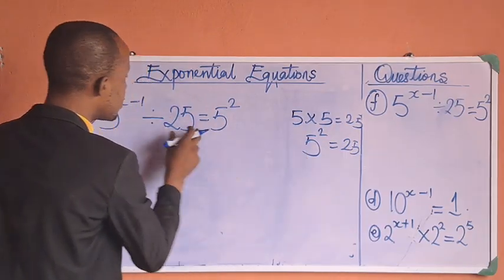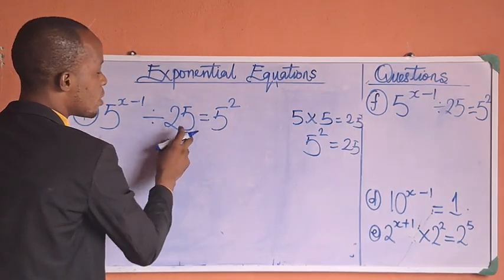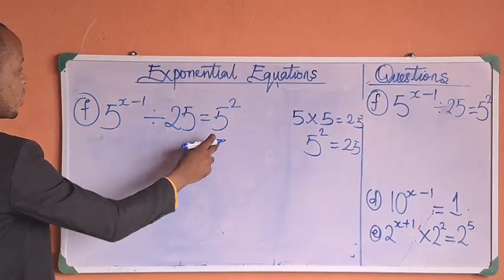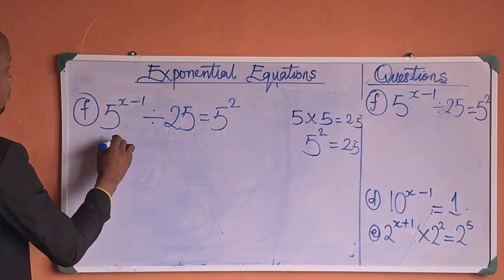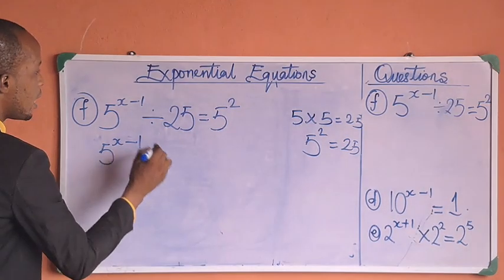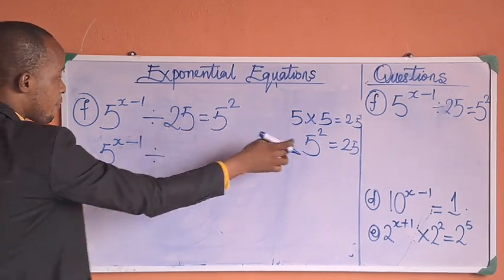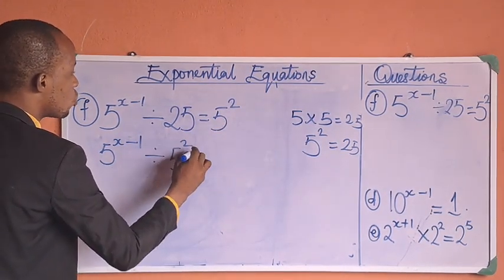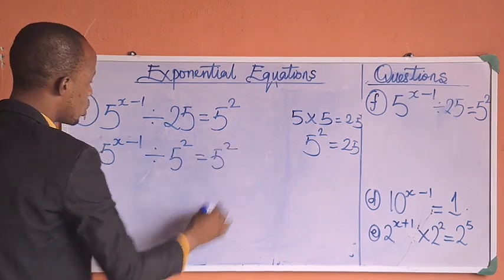So we'll be replacing this 25 with 5 raised to power 2 in our equation. So we have 5 raised to power x minus 1 divided by, replacing 25 now, 5 raised to power 2 equals to 5 raised to power 2.